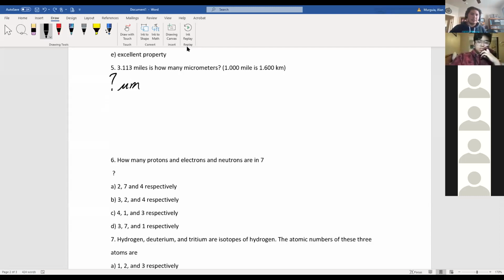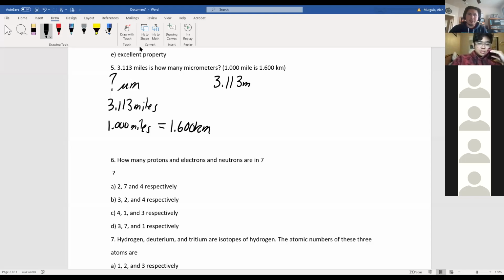Yes, thank you. Perfect. So seeing the information that is given, I heard all your answers perfectly. It's asking us to find micrometers, but it gives us 3.113 miles. And it gives us a conversion factor here. It tells us that for every 1.000 miles, there are 1.600 kilometers. So we should start by converting the miles to kilometers.